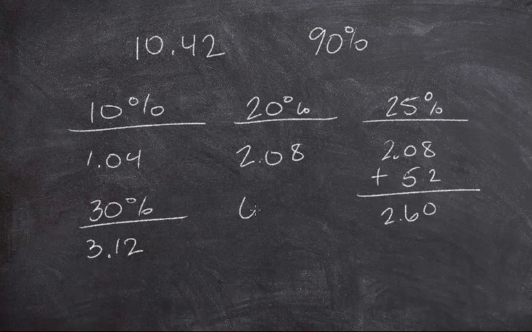So for example, if it's a 60% discount, let's just do 40%. It's 60% off, so I'm going to pay 40% of the original. That means I'm going to take my 10% and multiply it by 4. There we go. Easy as that. So this would not be my discounted price, it would be my final price. So 10.42 at a 60% discount is about $4.16.